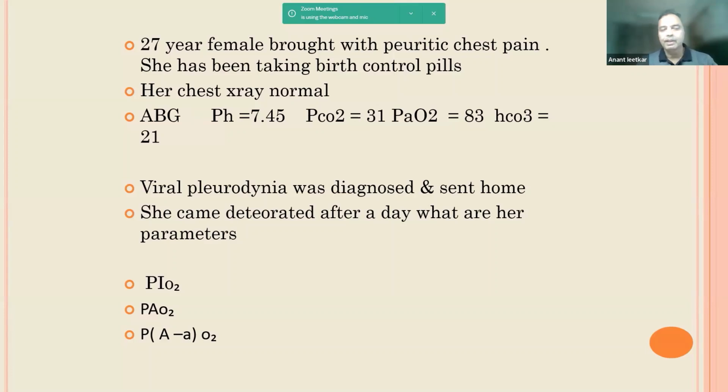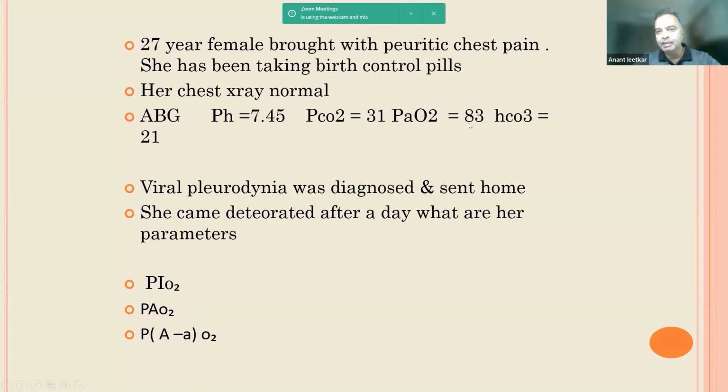So this is 149, that is approximately 150, is the PiO2. And what will be the alveolar PaO2? Alveolar PaO2 is 150 minus 1.2 into PaCO2, that is 31. So 150 minus 1.2 into 31, that is 37. So this is 113. So alveolar PaO2 is going to be 113.